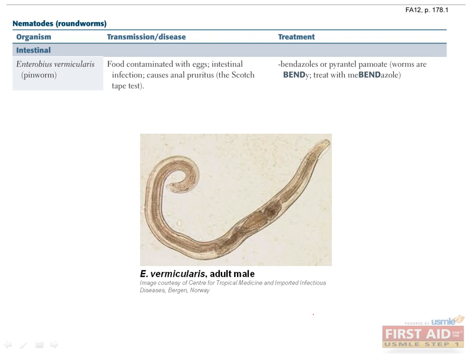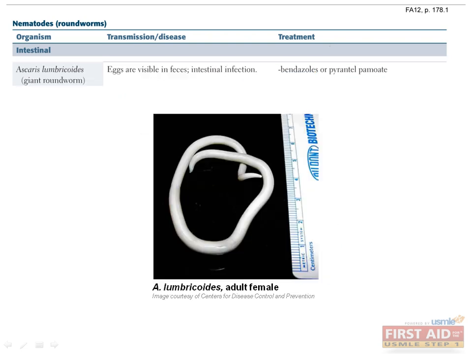Pinworms most commonly affect children and can be diagnosed using the Scotch tape test, where a piece of tape is pressed against the perianal skin and examined for eggs. Treat with mebendazole or any of the bendazole family. You will notice that all of the drugs causing intestinal infections can be treated with this family of drugs. The mnemonic is that worms are bendy, and therefore you should treat them with mebendazole.